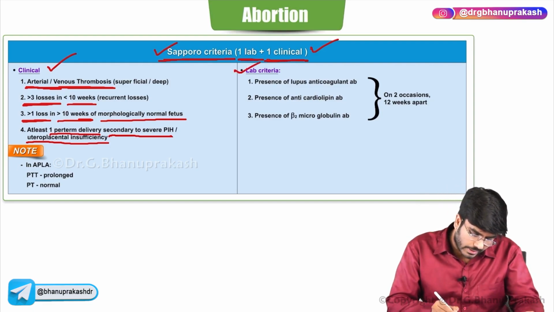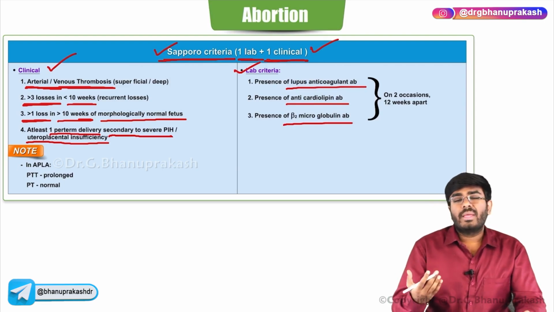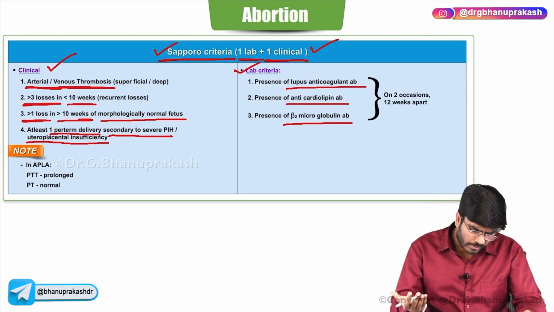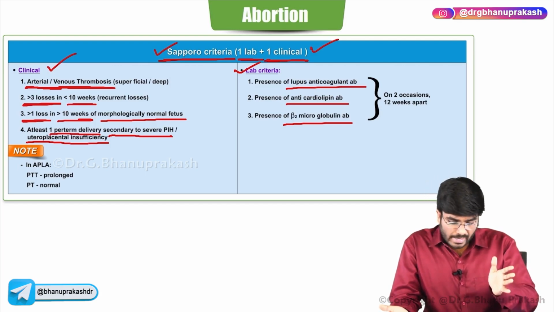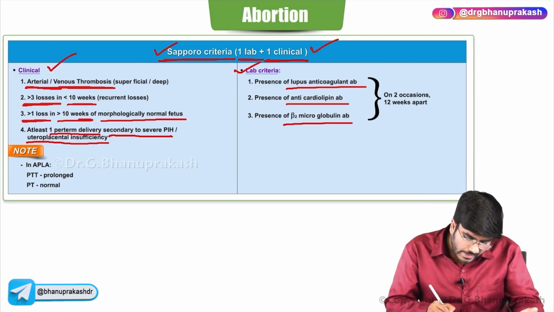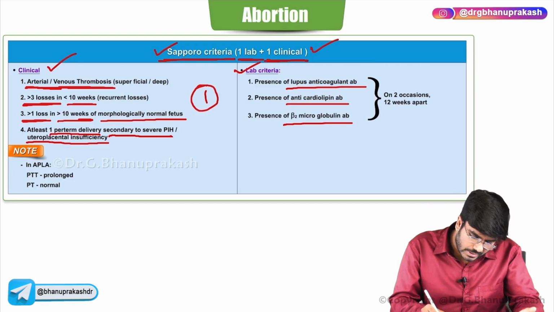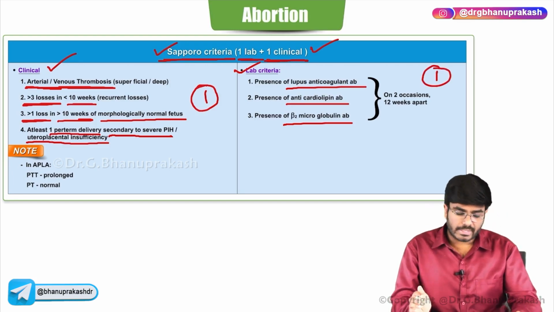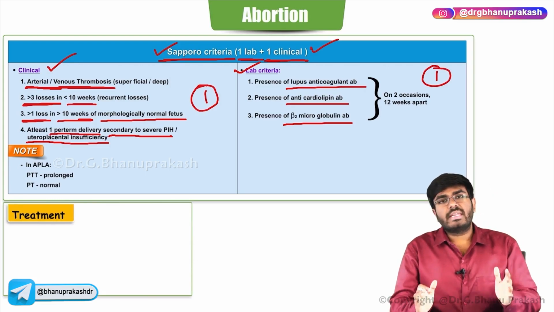Now, laboratory criteria include, you should be able to find at least lupus anticoagulant antibody, anticardiolipin antibody, or beta 2 microglobulin antibody, which is also known as beta 2 glycoprotein, antibodies against the beta 2 glycoproteins. If you find any of them, one from clinical criteria and one from laboratory criteria is needed. Okay, now let's see the treatment. How to treat APLA syndrome?